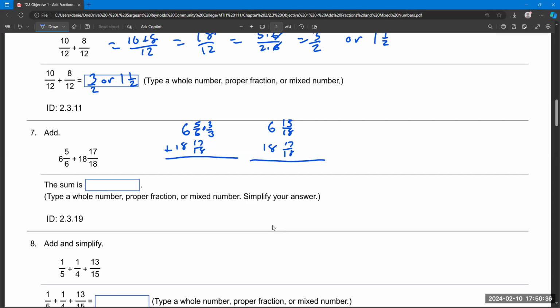And we're going to add our 15 and our 17, and we get 32 over 18. That's improper. We're going to get 24 here. So how many times does 18 go into 32? It goes in 1 time. So this is going to be 24 plus 1 plus, and then 32 minus 18 is going to be 14 over 18. So that's 25. And if I reduce this fraction, that's 7 over 9. 25 and 7/9.